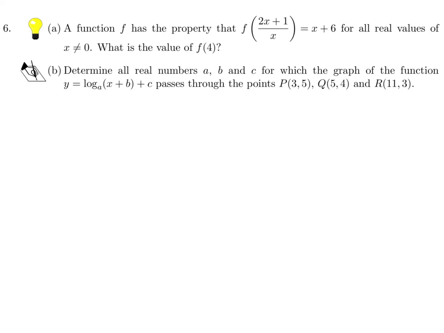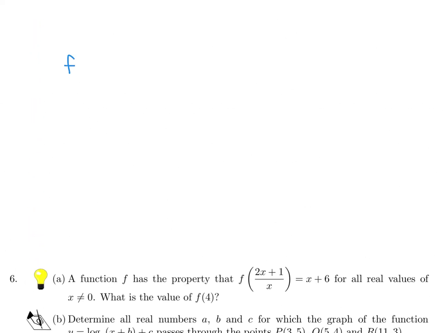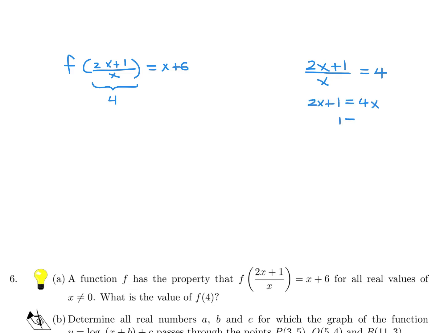A function f has the property that f at 2x plus 1 over x is equal to x plus 6. What is the value of f at 4? All right. So f at 2x plus 1 over x is equal to x plus 6. So this guy in here, they're saying is 4. So let's do that on the side. 2x plus 1 over x is equal to 4. Okay, so cross multiply and you get 2x plus 1 is equal to 4x. 1 is equal to 2x, and therefore x is a half.